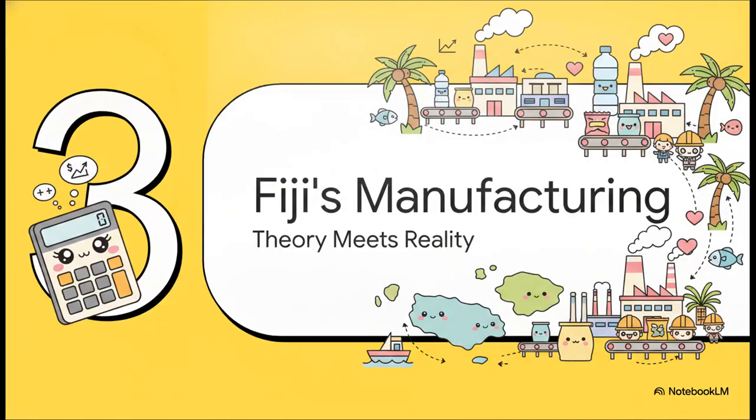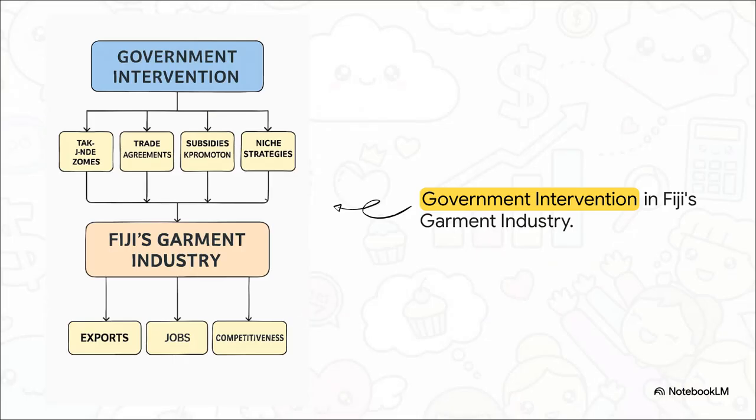All right, Section 3, Theory Meets Reality. We are heading to FIJI's manufacturing industries. It's time to take these abstract textbook concepts about costs and scaling and drop them right into the bustling, real-world manufacturing ecosystem of FIJI. First up, let's examine government intervention in FIJI's garment industry. This industry didn't just appear out of thin air. It really kicked off around 1987 under a highly strategic tax-free zone scheme designed to boost export-led growth. The government literally stepped in with trade agreements, subsidies, and missed strategies to prop this sector up, turning it into a massive engine for exports, jobs, and global competitiveness.